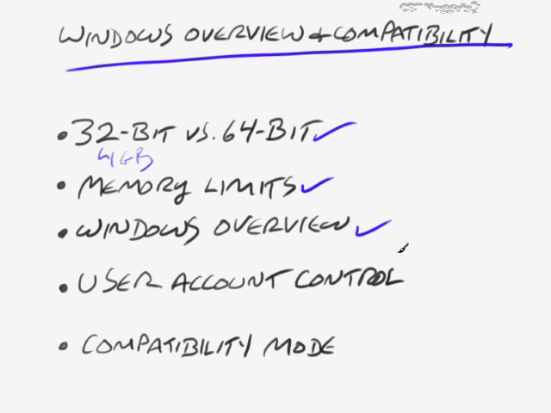And then we also looked at a Windows overview, just some of the key characteristics, mainly in the interface, between the various versions of Windows. We looked at User Account Control so that we can identify how to work around those prompts that we see and why those prompts appear in the first place. And then finally, we concluded with a look at Windows compatibility mode and how to make a lot of our applications more compatible so that we can get them to run in current versions of Windows.